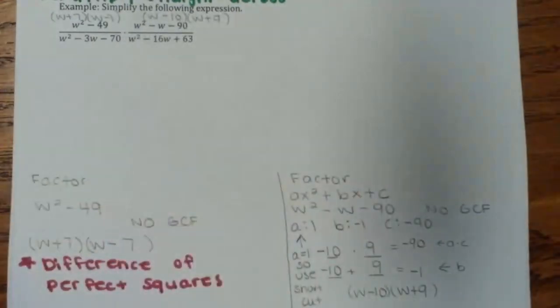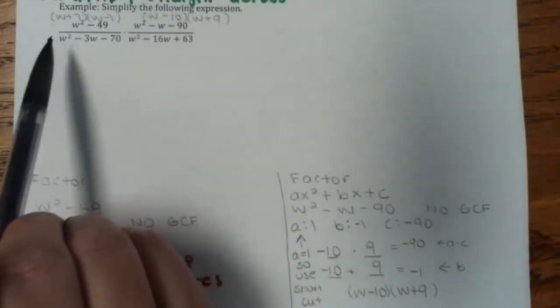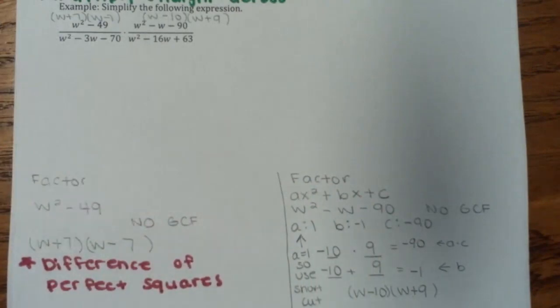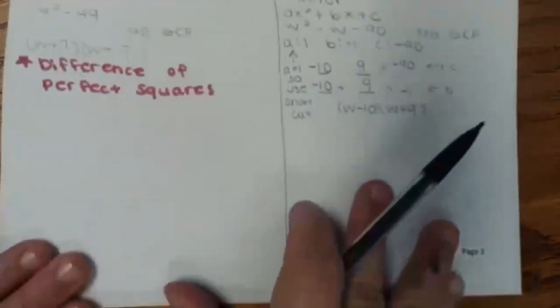Right here. All right, now let's factor W squared minus 3W minus 70. I'm going to move my paper up so we can have more room.